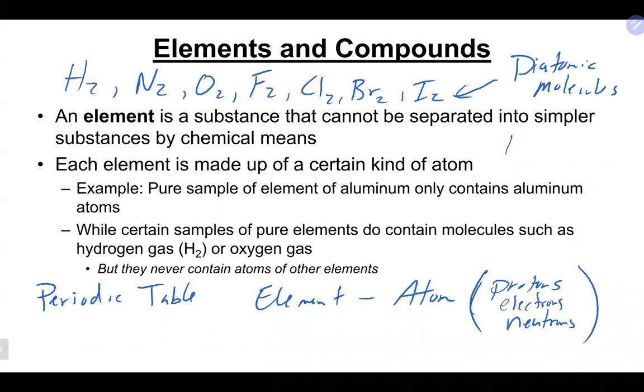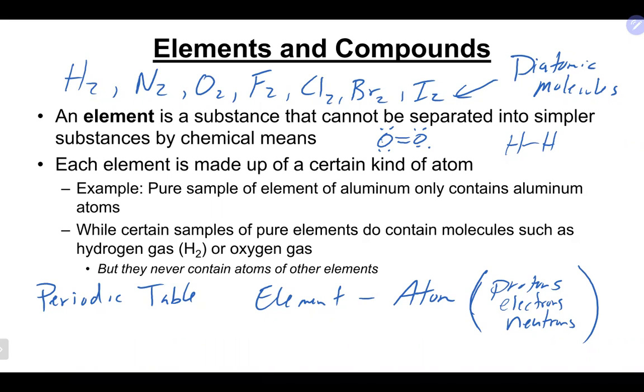So something like hydrogen is basically two hydrogen atoms bonded together. Something like oxygen is two oxygen atoms bonded together. That is naturally how they come. Those are still elements, and they're also molecules because there's more than one atom together. So each element is made up of a certain kind of atom. If you have a pure element, say of aluminum, it will only have aluminum atoms in it. And as I mentioned there, we do have those guys that you should know. That is naturally how they come as elements.